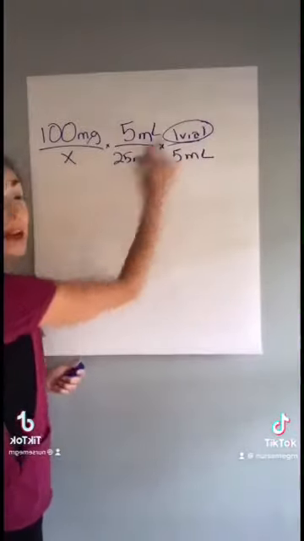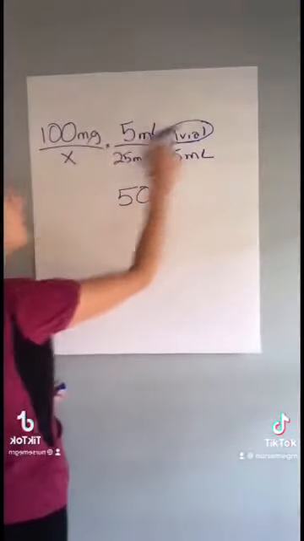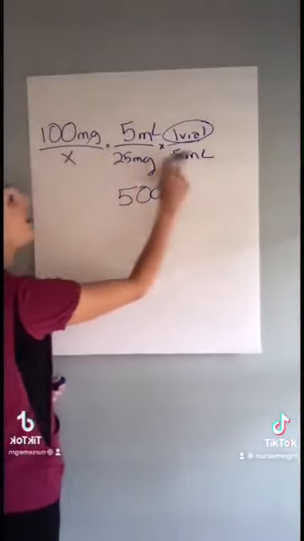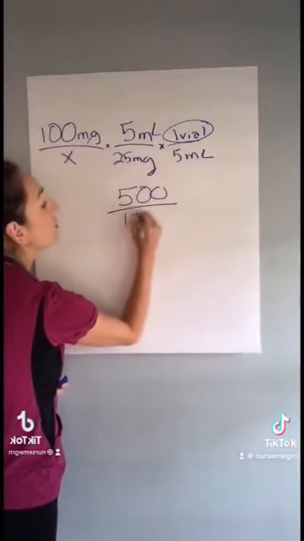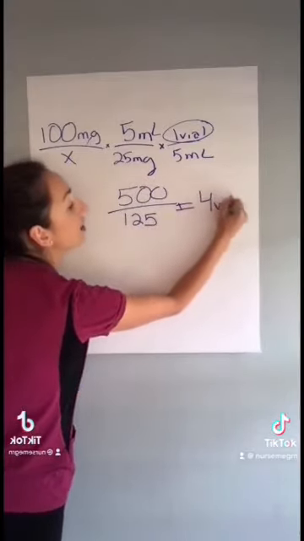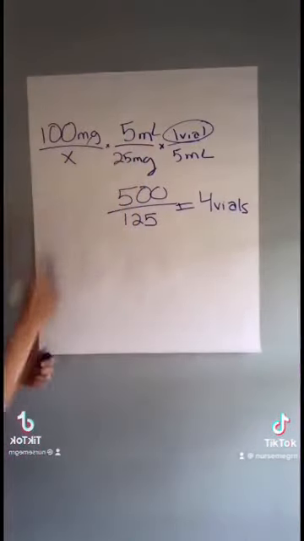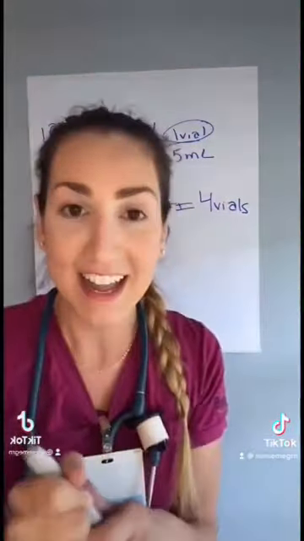So you multiply it out, it's going to be 500. 100 times 5 times 1. Then 25 times 5 is 125. You divide those two, you're going to get 4. You're going to give 4 vials that are 5 mLs, 25. You're going to get to 100. That's how you do it. Questions in the comments.